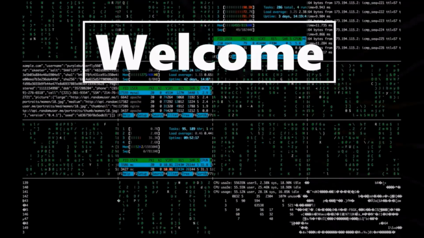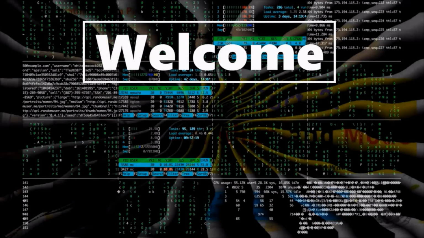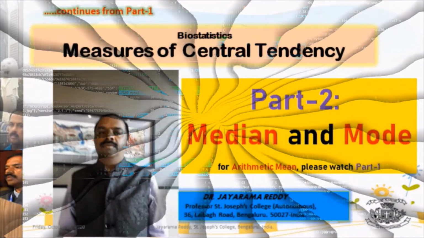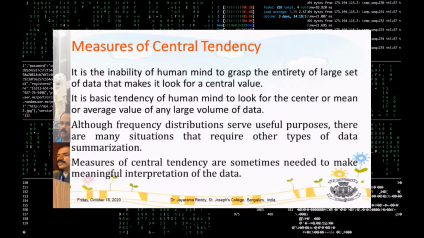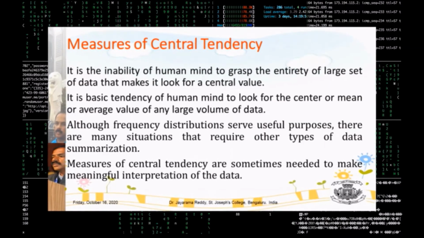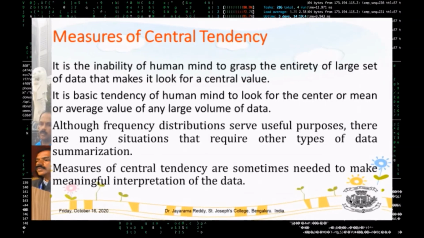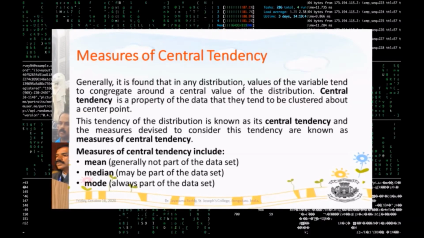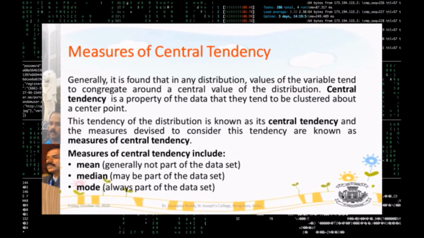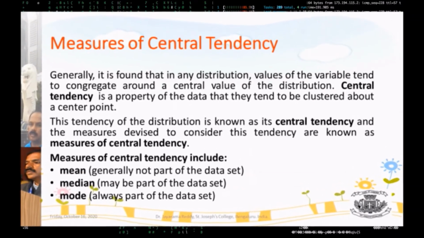Welcome back to this class on measures of central tendency. In the previous part, we learnt about arithmetic mean, and in this part, let us understand median and mode. As we have learnt in the previous presentation, measures of central tendency can be done in three different ways: mean, median, and mode.